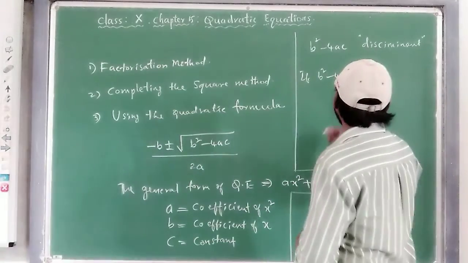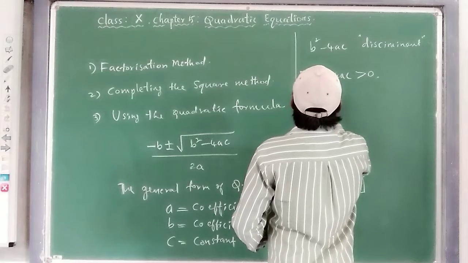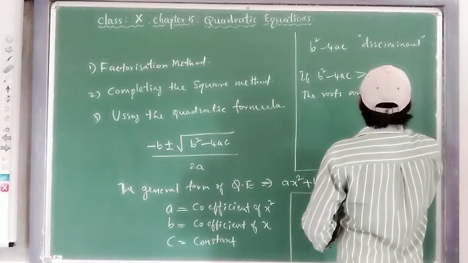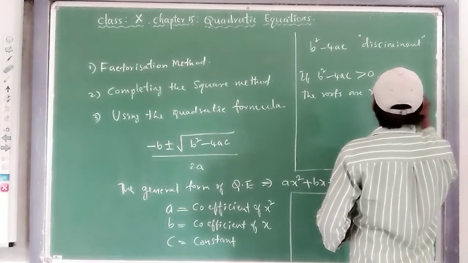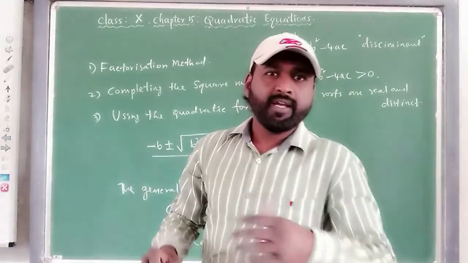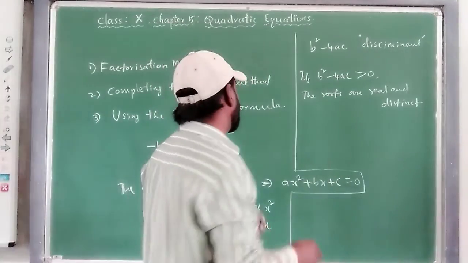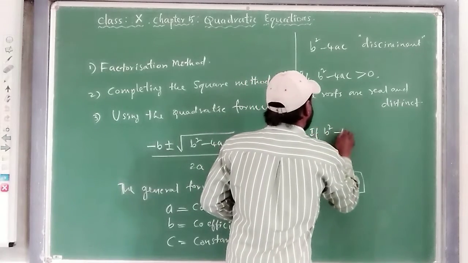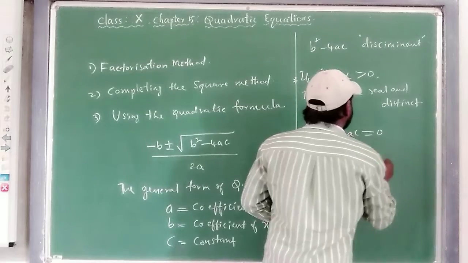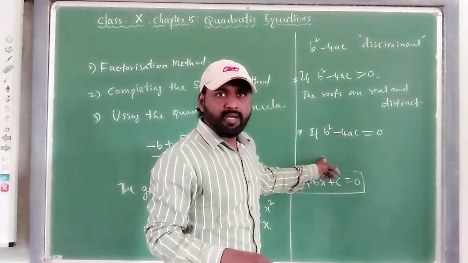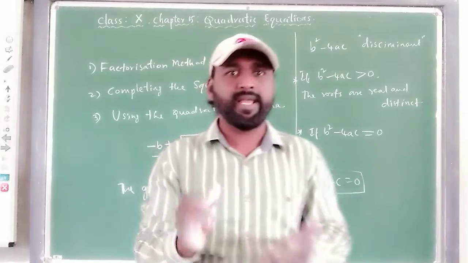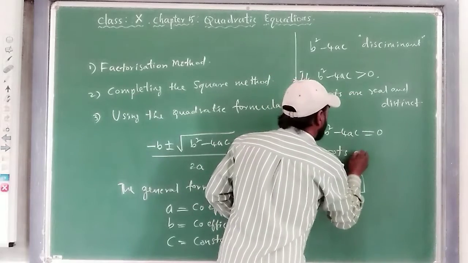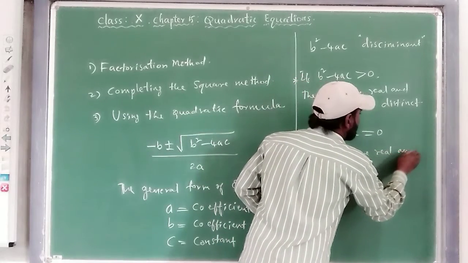That means the two roots which exist for a given quadratic equation will be real numbers and both are different from each other. Second condition: if b square minus 4ac is equal to 0, the roots are real and equal. Both the roots are the same.